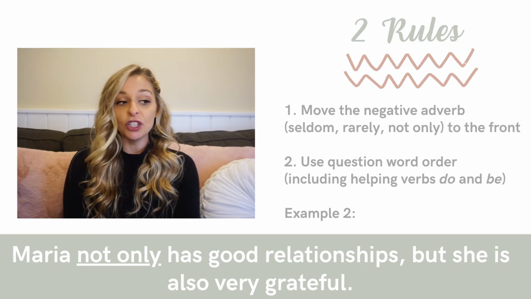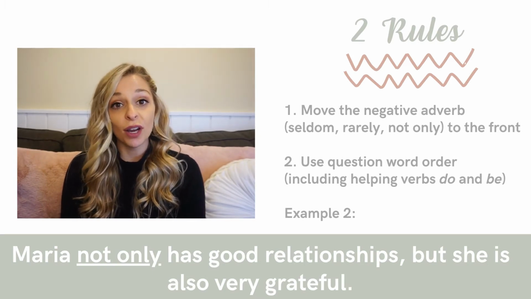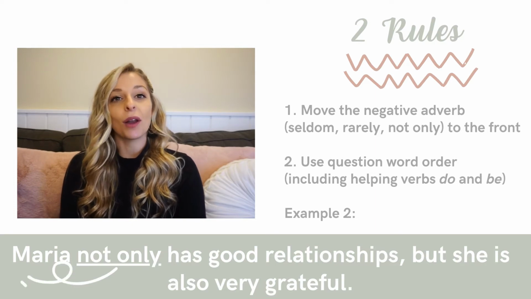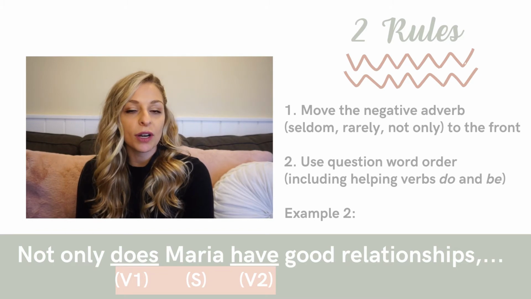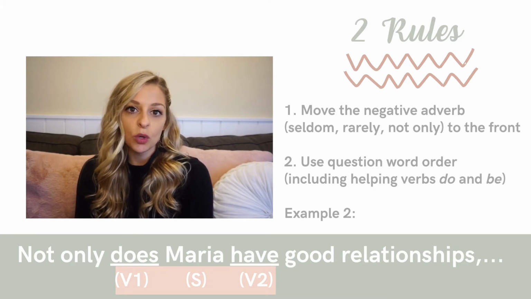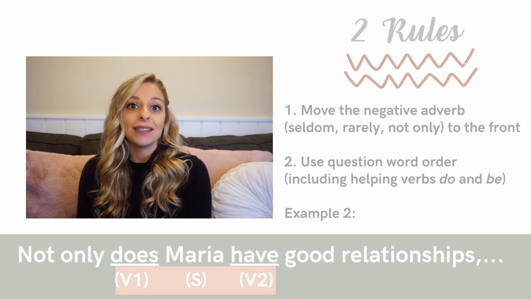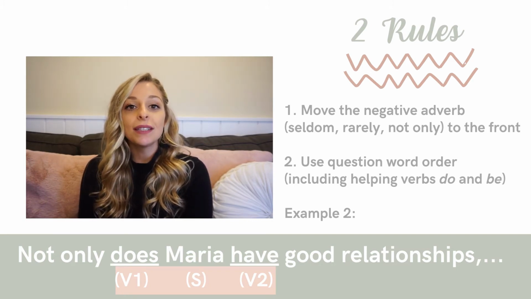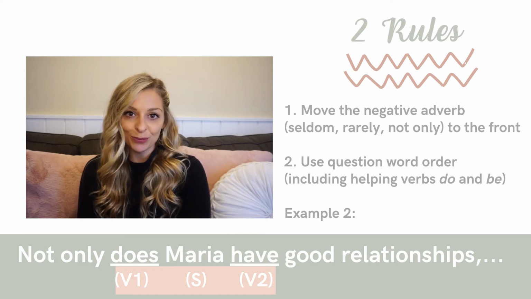And example number 2. Maria not only has good relationships, but she is also very grateful. So our negative adverb, not only, move it to the front, and then we need to invert our word order. So in order to create that question word order, the inverted word order, we need to add does. So not only does Maria have good relationships, but she is also very grateful.